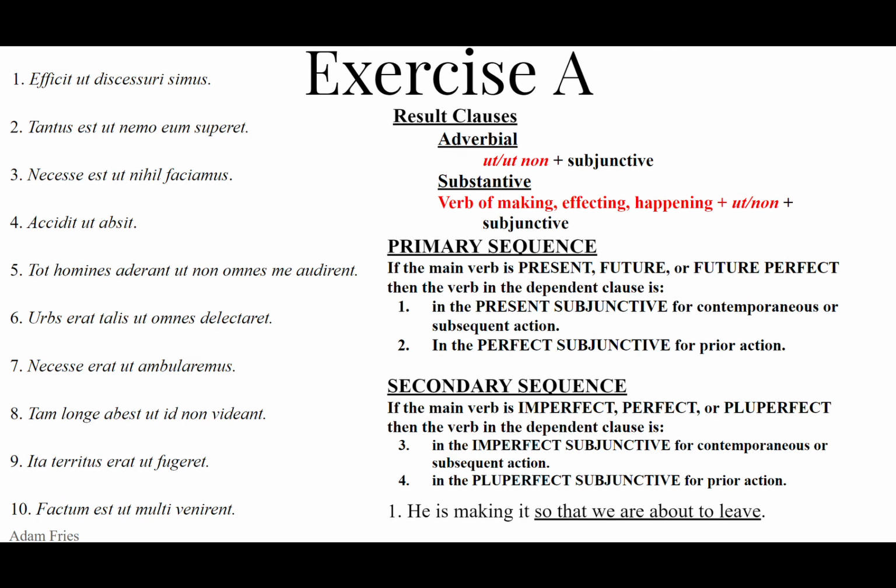Ut multi venirent, with the result that, well, what happened? What thing happened? Substantive noun clause. With the result that multi venirent. Many coming over was what happened. Ut multi venirent. It happened that many came. Secondary sequence, factum est, it's perfect passive, and then venirent is the imperfect subjunctive. Factum est ut multi venirent. It just so happened that many showed up. Many came.